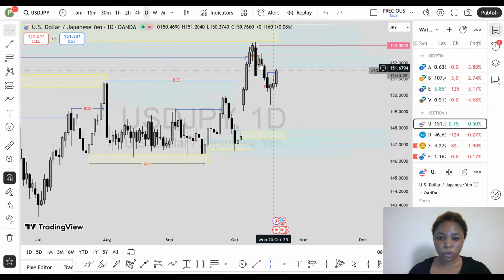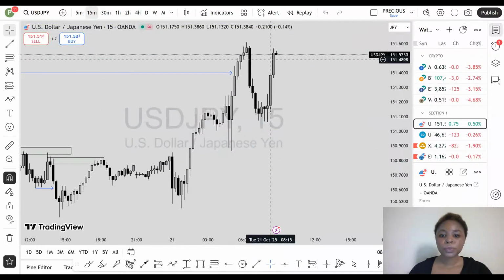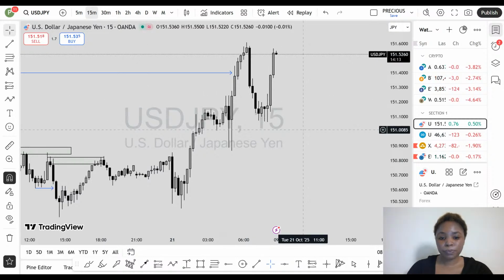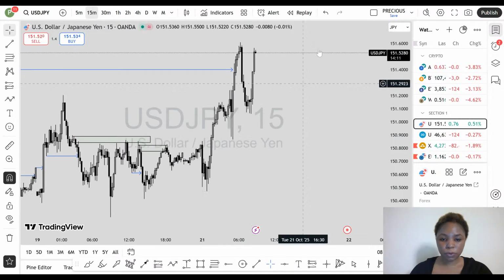But for now, when price mitigates this order block here, we want to wait for a change of character. We want to wait for a confirmation, a break of structure in 15 minutes to the downside. Then we can now join the sell, you know.